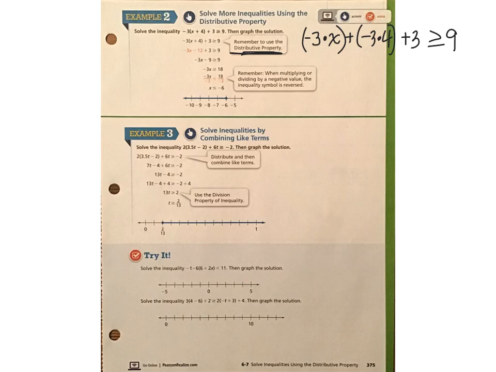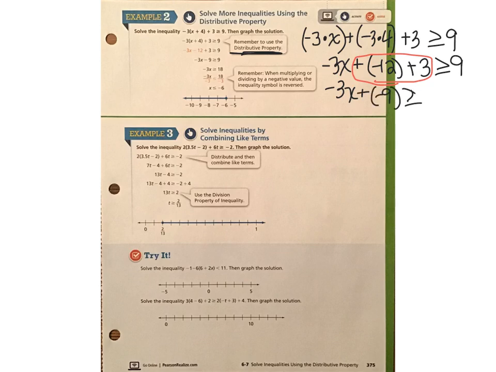Then we also see that it's adding 3 before we see the greater than or equal to sign and the 9. So we're going to simplify that piece of it to be equal to -3x plus -12 plus 3 is greater than or equal to 9. Now I'm going to combine my like terms. I notice here that I have two terms that are just numbers and I can put them together. So -3x plus -9 is greater than or equal to 9. -12 plus 3 is the -9.